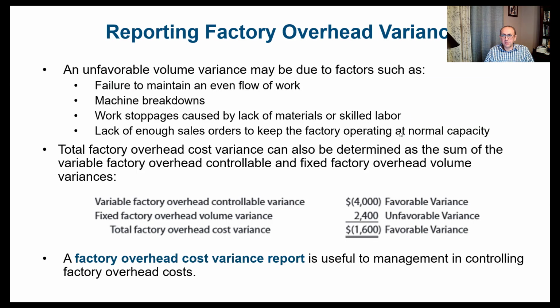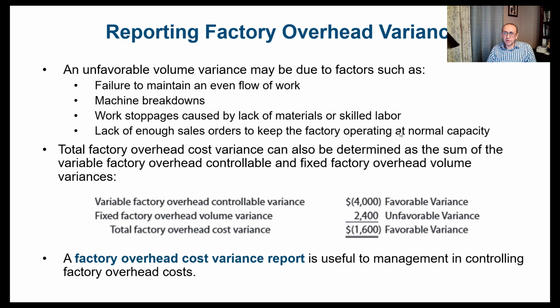Now let's talk about reporting factory overhead variances. An unfavorable volume variance may be due to factors such as failure to maintain an even flow of work. So the flow of work is fluctuating, or there are breakdowns in the machinery, or it could be work stoppages caused by lack of material or skilled labor. So we ran out of material, or maybe the skilled labor are not available. Or it could be lack of enough sales orders to keep the factory operating at normal capacity. So all of these are reasons that can be leading to unfavorable volume variances.